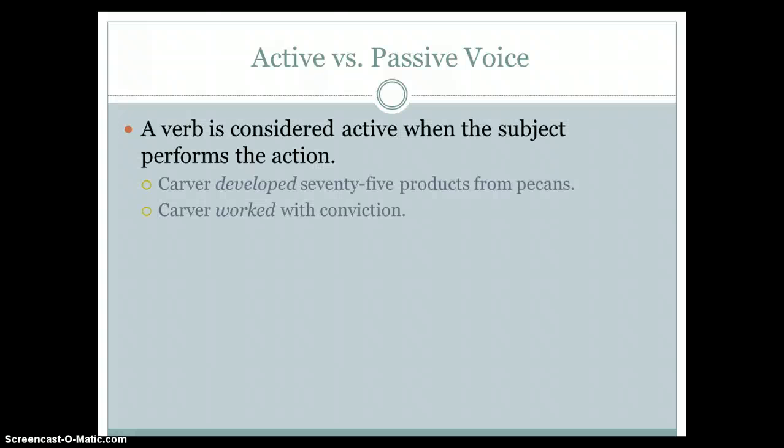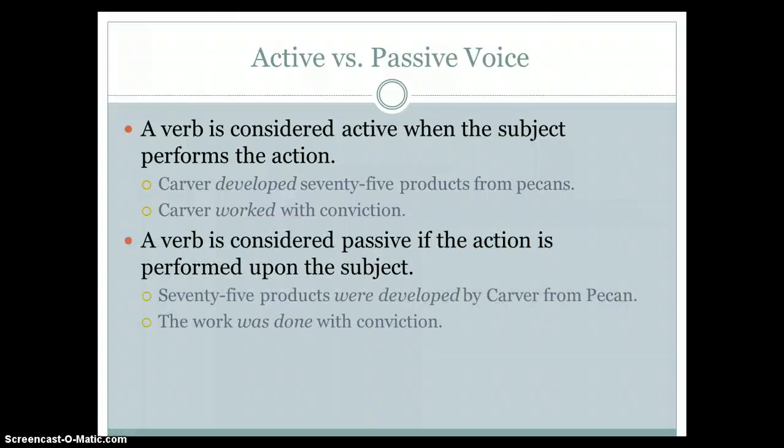Active and passive voice deals almost specifically with the verbs we're going to use. A verb is considered active when the subject performs the action. So the subject of your sentence or paragraph is the one doing the action. The two examples: "Carver developed 75 products from pecans." He's the one developing them. Carver's the subject, he's doing the action. "Carver worked with conviction." Carver is the subject, he is doing the work. That is considered an active voice, an active verb.